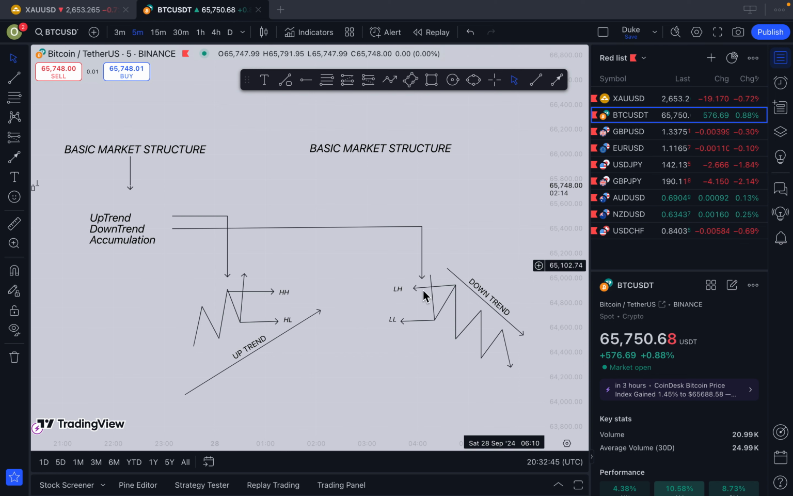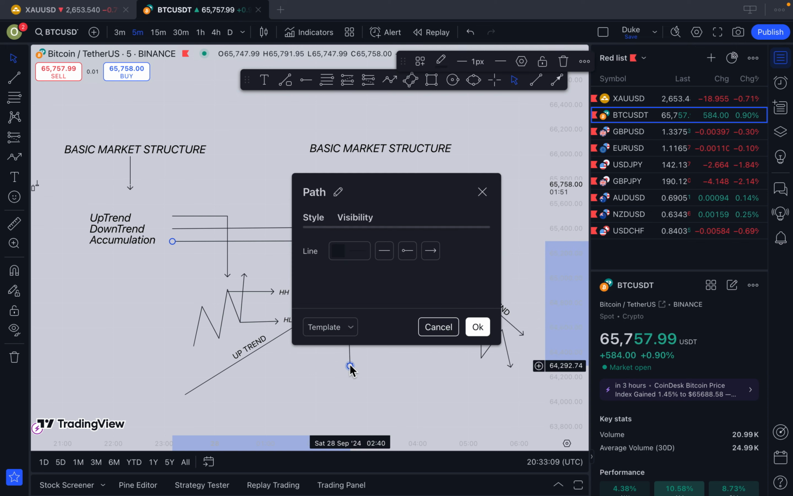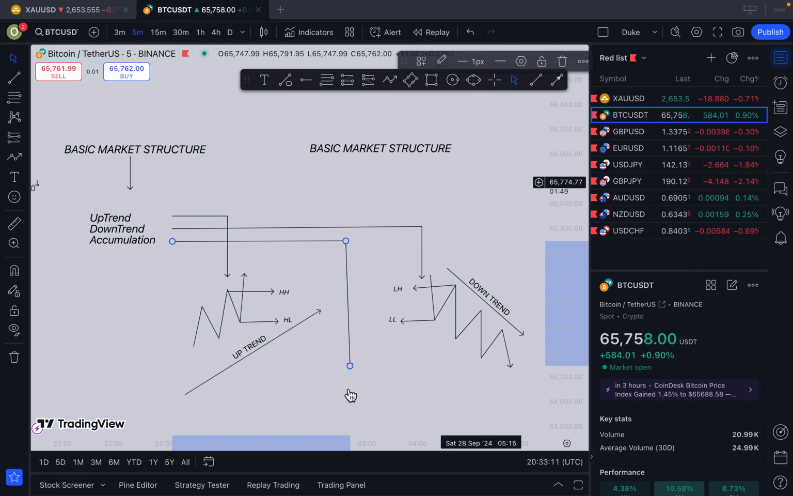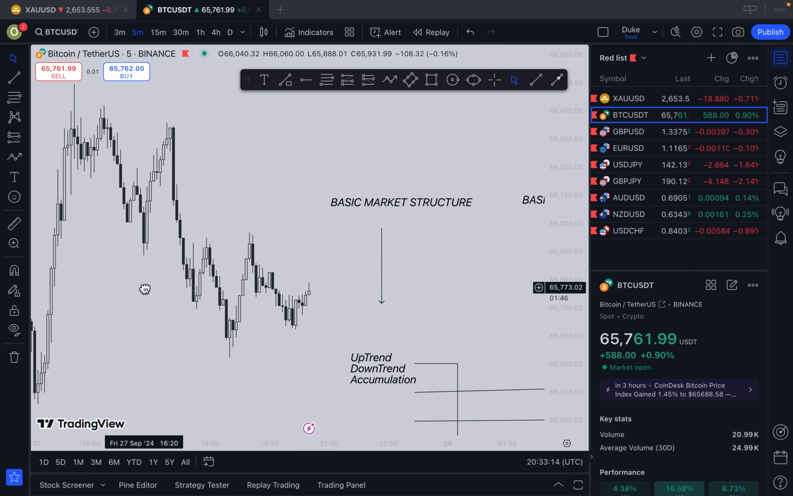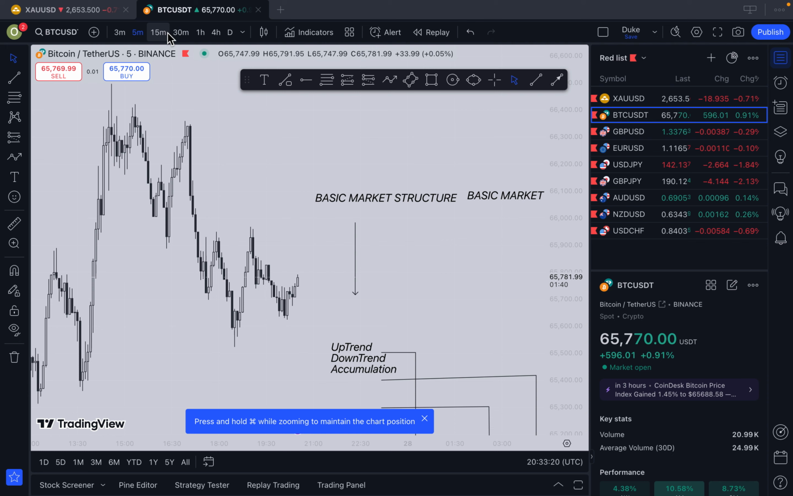So this is automatically your downtrend, and this is automatically your uptrend. Then we have our accumulation. Remember, when you see an uptrend, know that the buyers in the market are much more active than the sellers. When you see a downtrend, know that the sellers have taken position. The sellers are now more active in the whole market than the buyers.